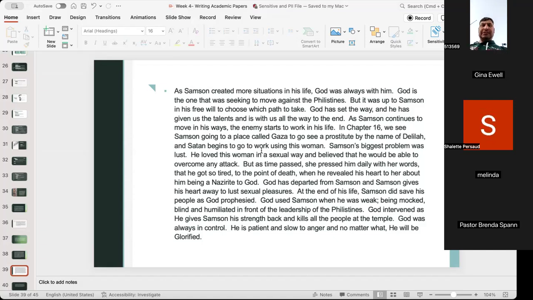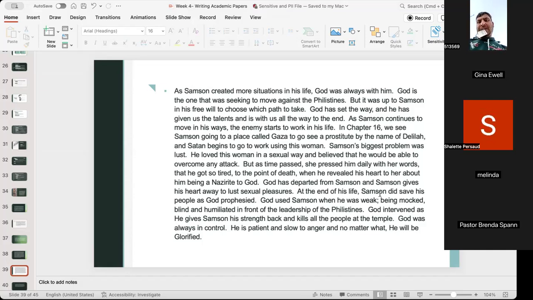In chapter 16, we see Samson going to a place called Gaza to go see a prostitute by the name of Delilah. And Satan begins to go to work using this woman. Samson's biggest problem was lust. He loved this woman in a sexual way and believed that he would be able to overcome any attack. But as time passed, she pressed him daily with her words that he got so tired to the point of death when he revealed his heart to her about him being a Nazarite to God. God has departed from Samson, and Samson gives his heart away to lust and sexual pleasures.